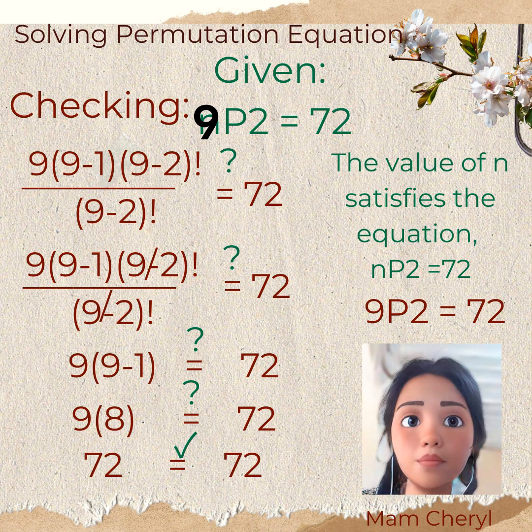Dividing the greatest common factor, which is 9 minus 2 factorial, we have now 9 times 9 minus 1. Is it equal to 72? 9 minus 1 is 8, so yes it is, because 9 times 8 is equal to 72. And we therefore conclude that permutation of 9 taken 2 is equal to 72.